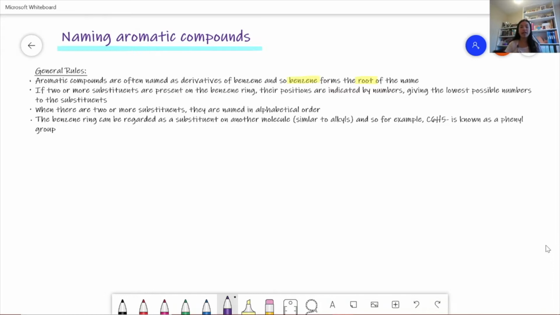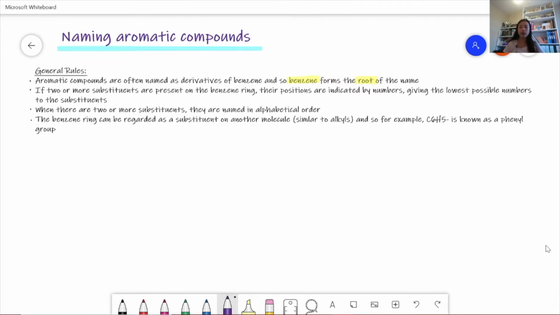Now we're going to talk about naming aromatic compounds. It's a bit more complicated compared to naming alkanes or alkenes or anything that we've seen before, because sometimes it can vary. But for some general rules, the first is that aromatic compounds are often named as derivatives of benzene, and so benzene forms the root of the name. What we mean by this is that some of these aromatic compounds we get from benzene, and that's why I put benzene in the root of the name.